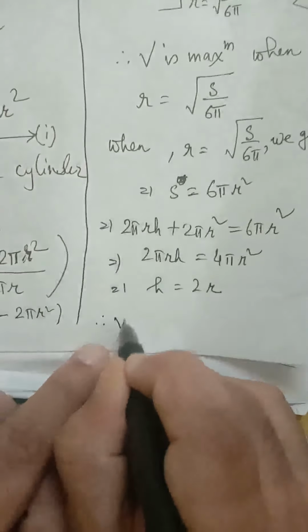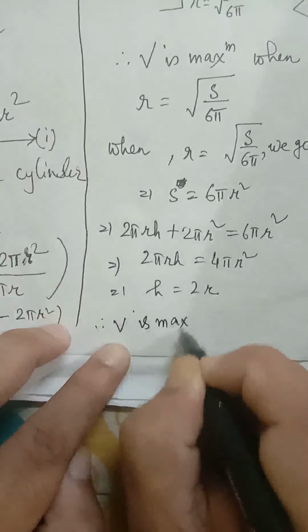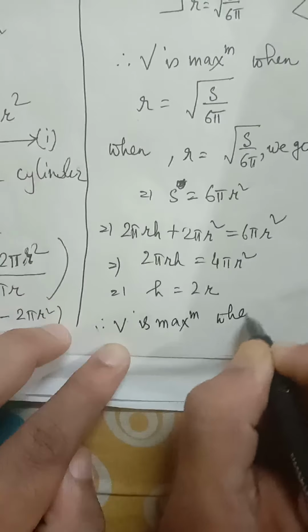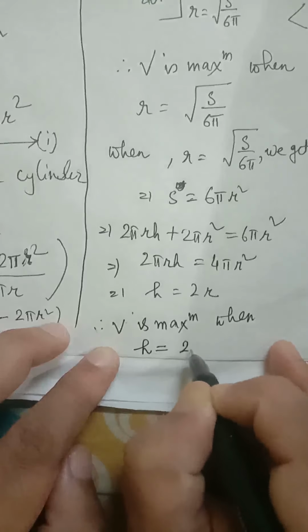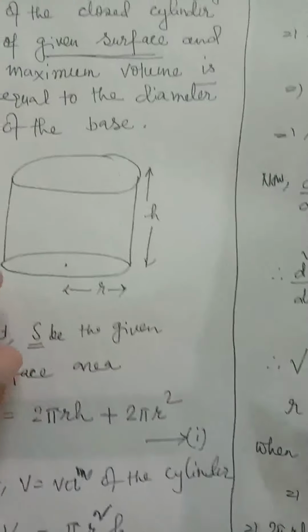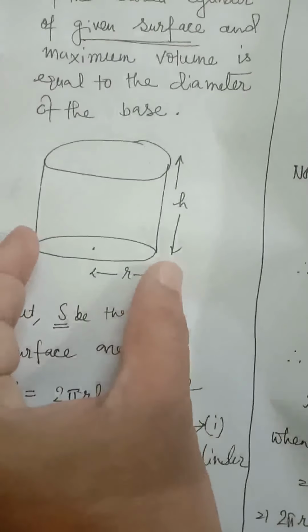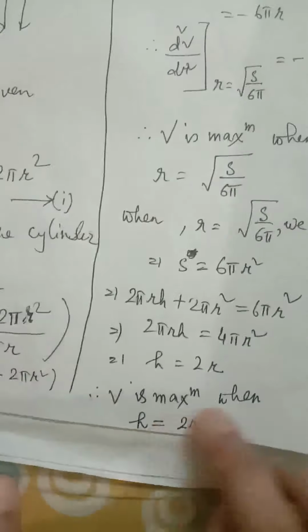Therefore V is maximum. What is V? The volume of the cylinder. V is maximum when h, the height of the cylinder, equal to twice the radius of the base, that is diameter of the base. When h equal to 2r, that is height equal to diameter of the base, the volume of the cylinder is maximum.